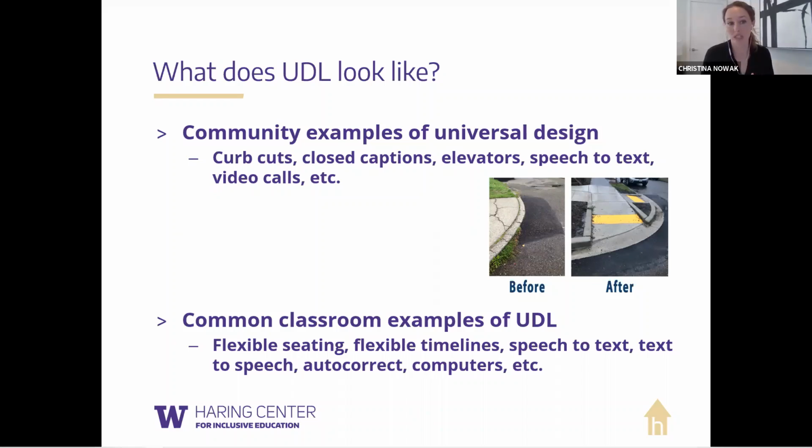So common classroom examples of UDL would look like flexible seating, flexible timelines, speech to text, text to speech, autocorrect, computers, etc. Flexibility here is key, just like we see in differentiation. How are we being flexible to support all learners? Another thing I'll add here is flexibility for the purpose of accessibility is key. So if you're familiar with individualized education plans, IEPs, you might notice that a lot of the examples I've provided sound a lot like accommodations.